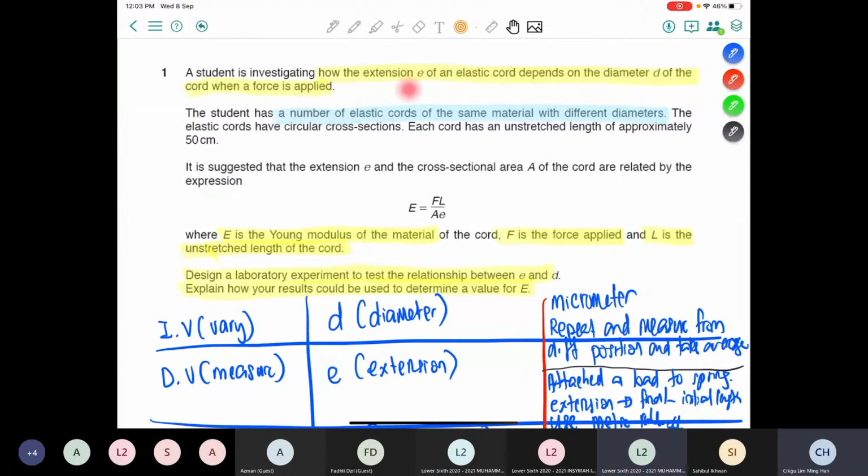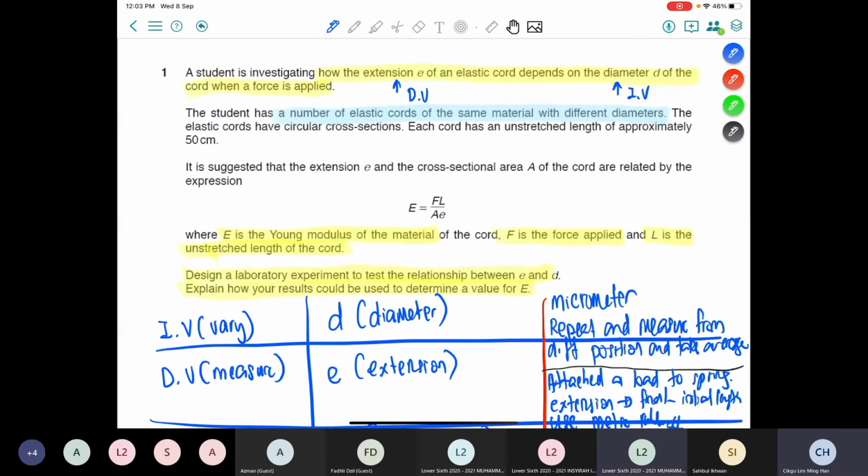So extension depends on diameter. So you change the diameter and see how the extension depends on it. It will affect extension. So can I make a statement like this, meaning that the first one is always the dependent variable, and the one after will be the independent variable? Can I say like that?